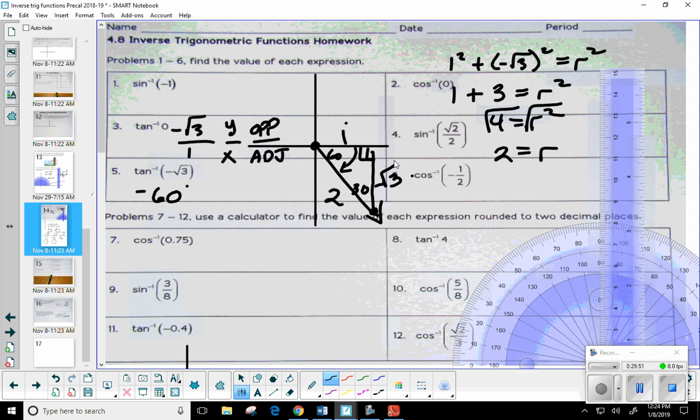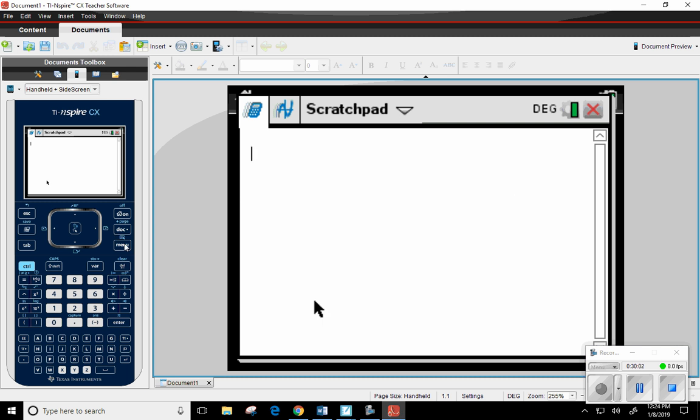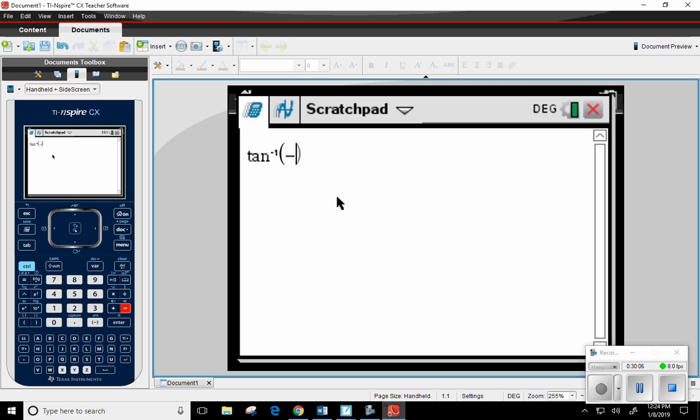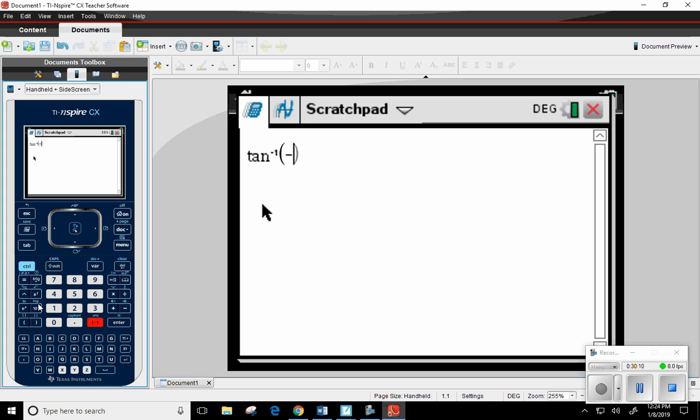Okay. In fact, let's check it. Tangent inverse of a negative square root of 3. So I'm going to come back over here. Let's see. So tangent inverse of a negative. Oh, that did minus. Sorry about that. Let's do negative square root of 3. So if we are right, it should give me a negative 60. There you go. Just like that.